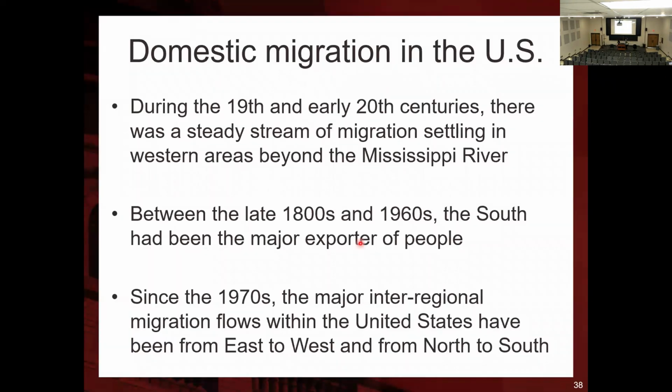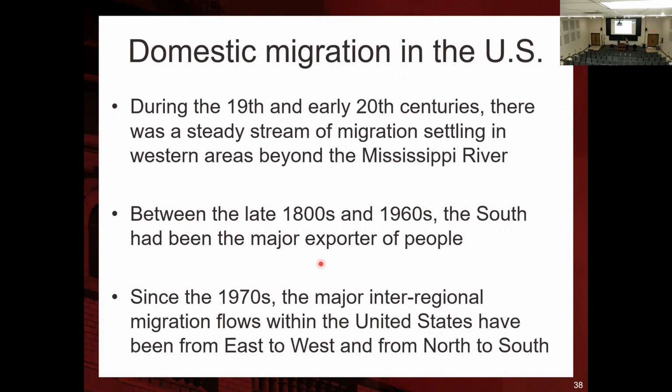Now, I'm going to go through the overall trends in internal migration in the US, talk about some historical trends and then go into more recent years. During the 19th and early 20th centuries, there was a steady stream of migration into western areas beyond the Mississippi River. Between the late 1800s and 1960s, the South had been the major exporter of people. So southern states had a lot of people leaving their areas up to the 1960s.